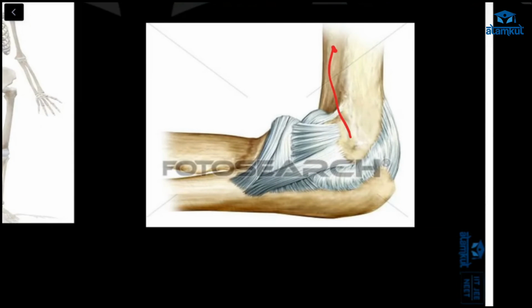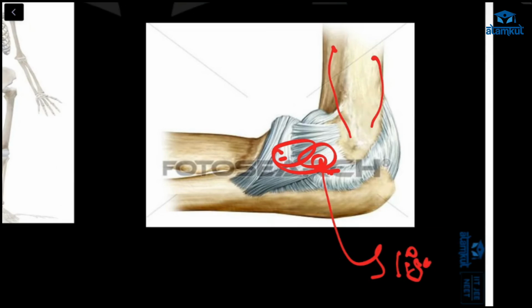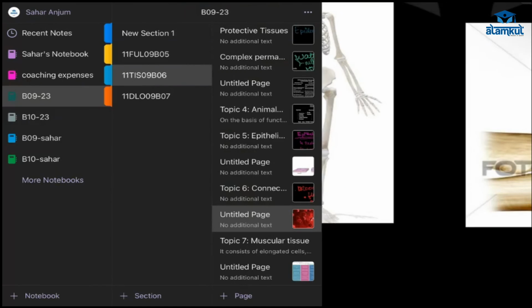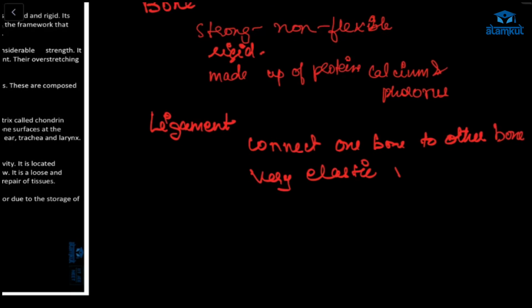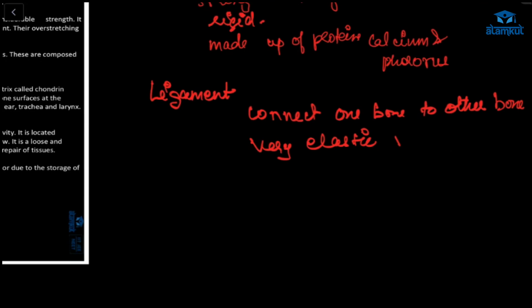So this is one bone, right? Here we have our bone. The tissue goes in between the bones. This is our ligament. The joining of two bones is the work of ligament. Understood? And they are very elastic, and they have strength also because they are fixing, right?